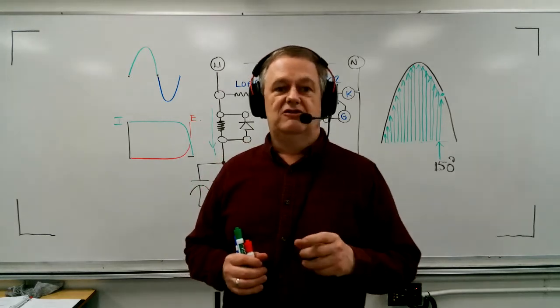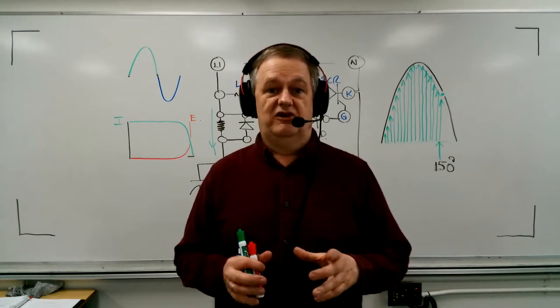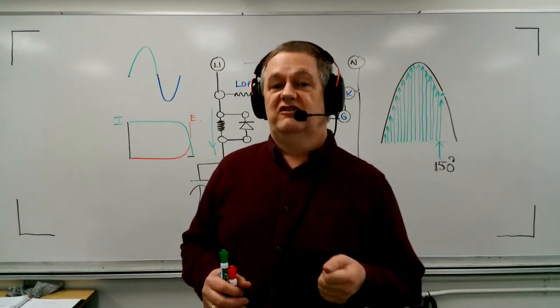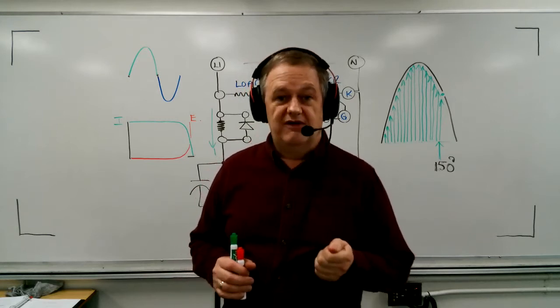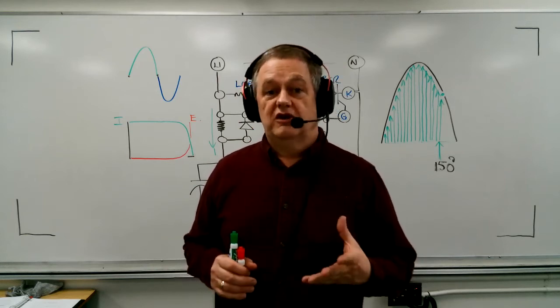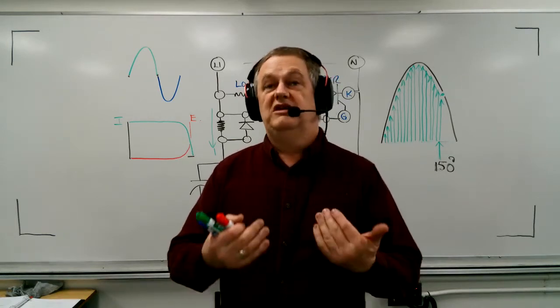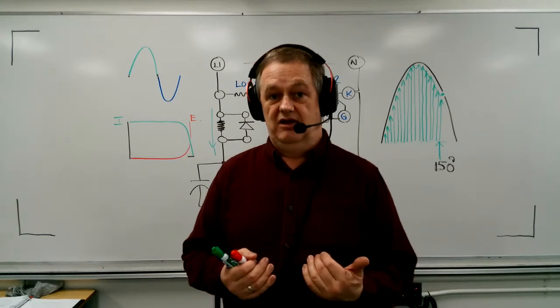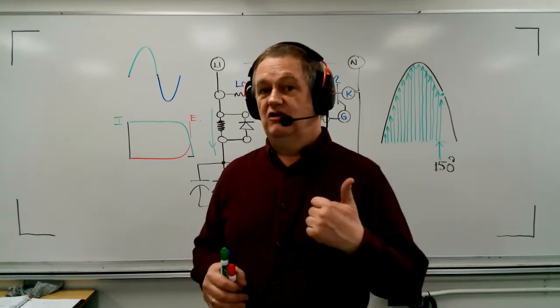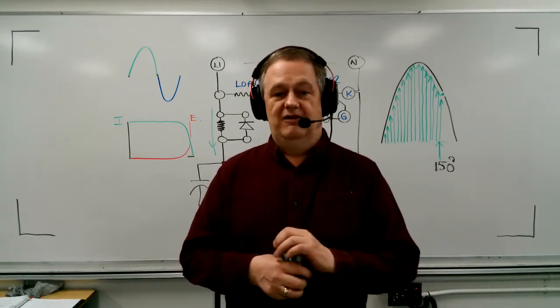What happens if I have just the same size capacitor, but I dial the resistance to a lower value? Well, with less resistance, the current is going to flow faster and it's going to fill the capacitor quicker, which means I'm going to have an earlier firing angle, which means I'm going to have a higher load voltage. Okay, so these are the relationships that we need to have.